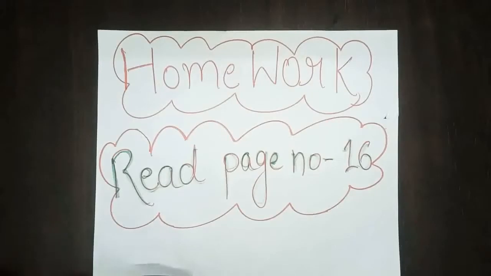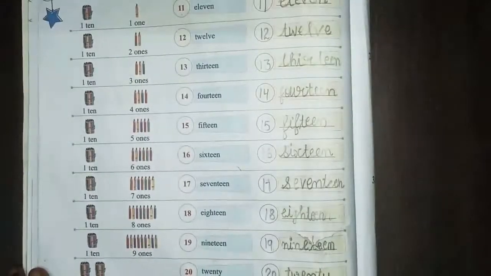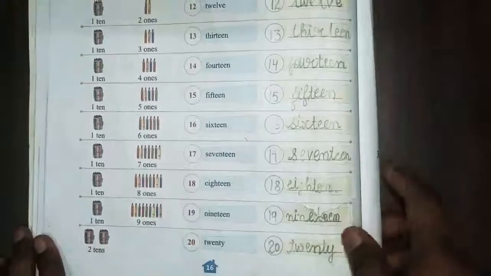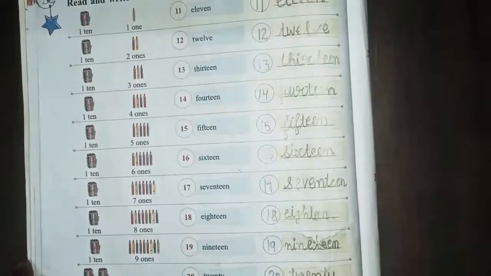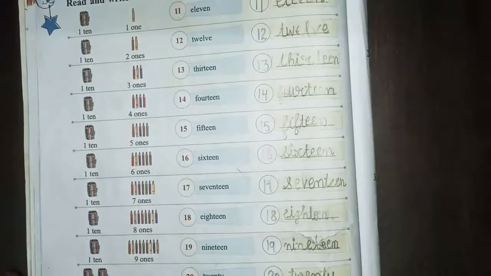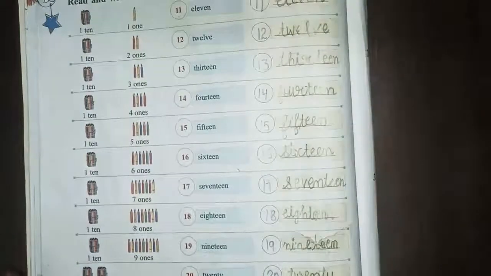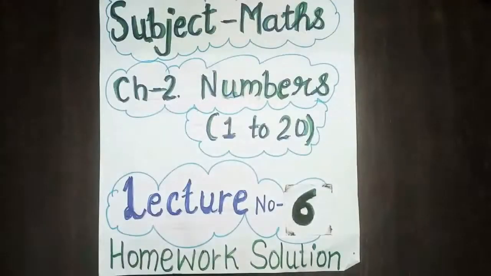Okay students, now it's homework time. Your homework is to read page number 16. This is page number 16, as you can see. You have to read this page carefully. In the next lecture, we will discuss this page. Okay students, so our lecture number 7 is finished.